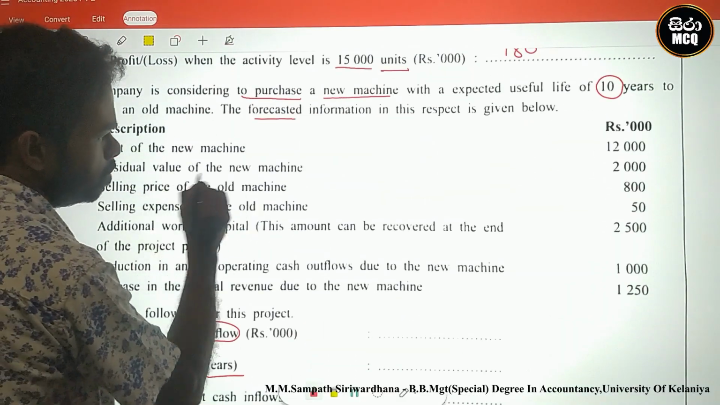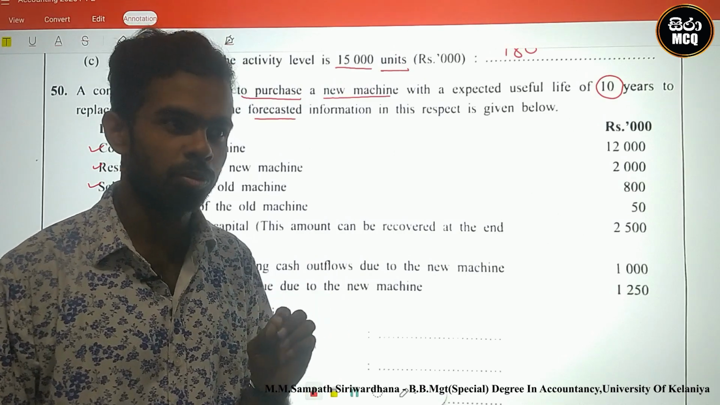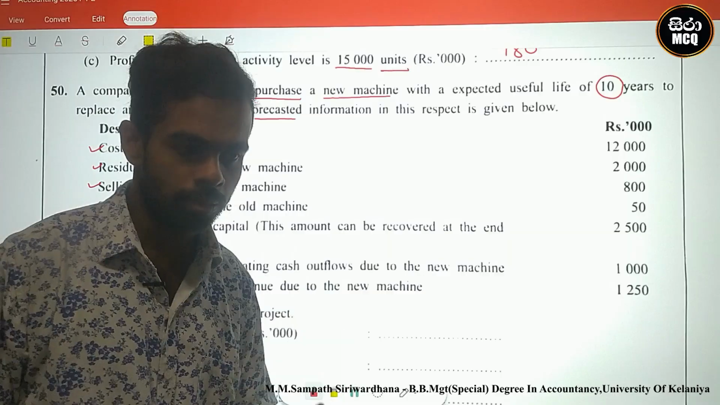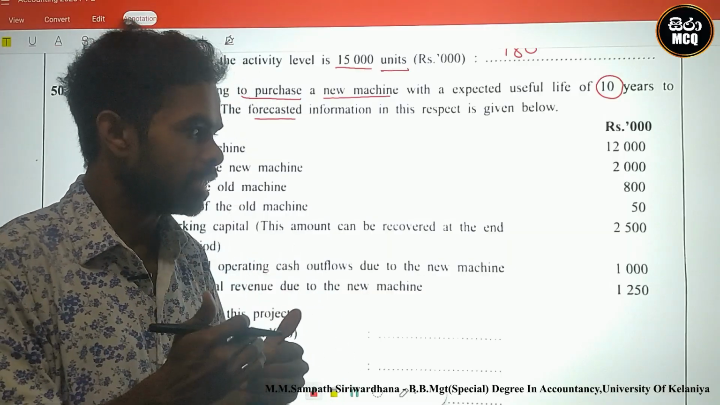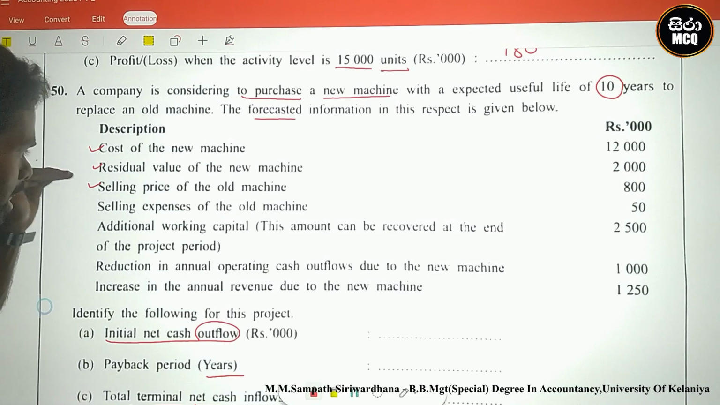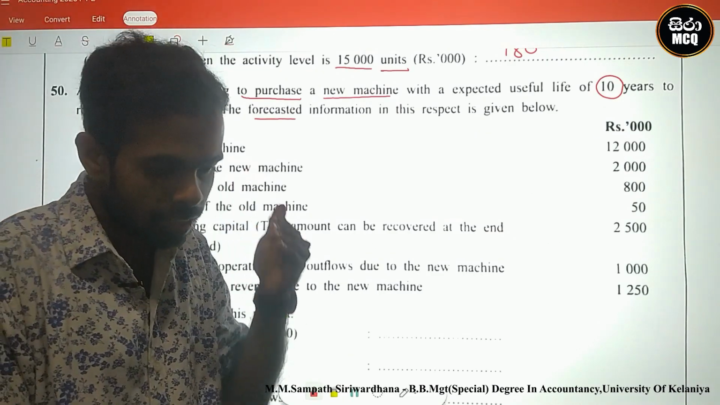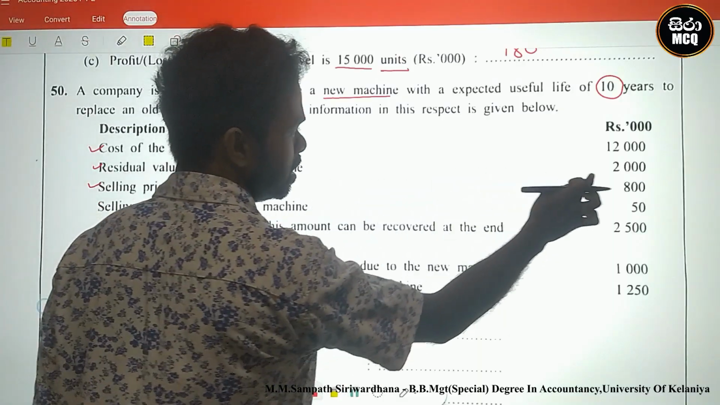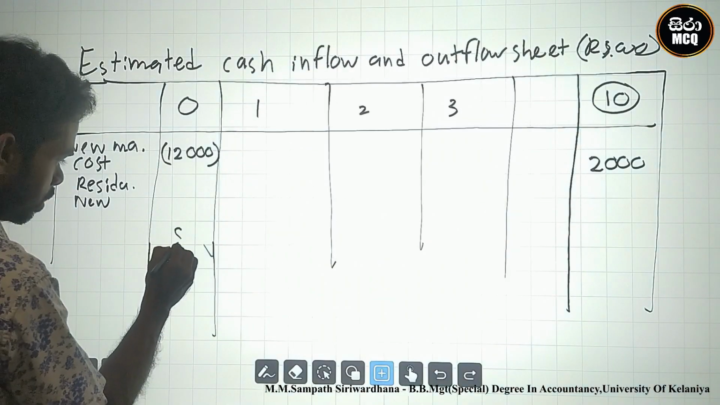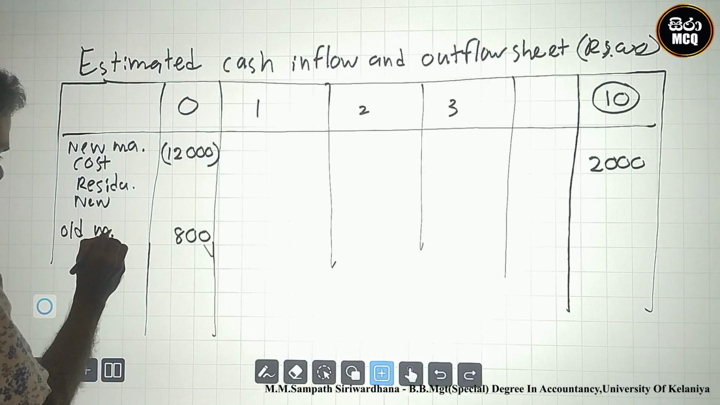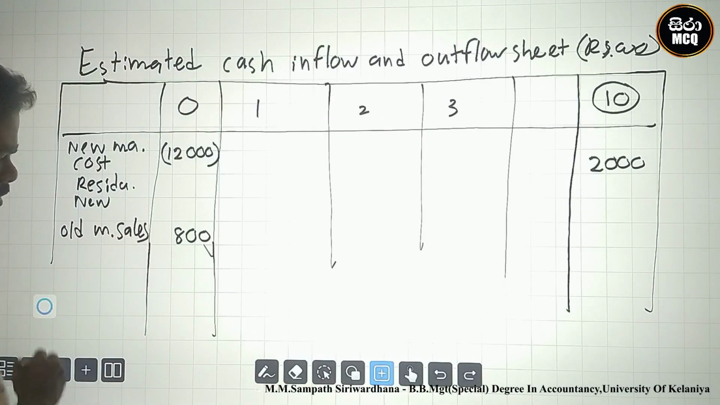Okay, next one, the selling price of the old machine. There is a cash inflow in year 0. You know, at the selling of the old machine we purchased the new machine. Therefore, at the purchase of the new machine, the selling in the current year is a year 0 cash inflow. Selling price of the old machine, year 0 inflow, 800. This is the year 0 inflow from the old machine sales.